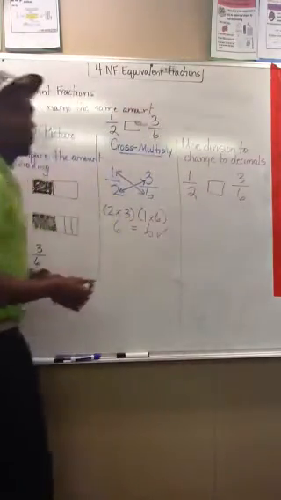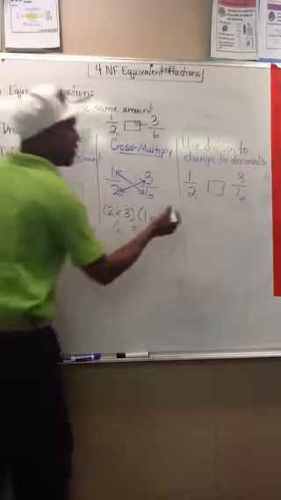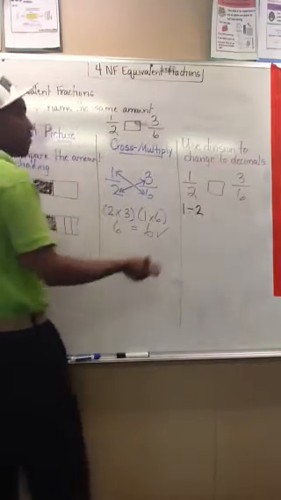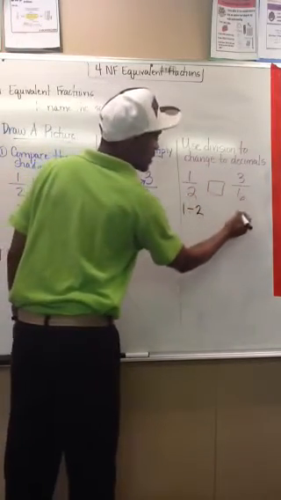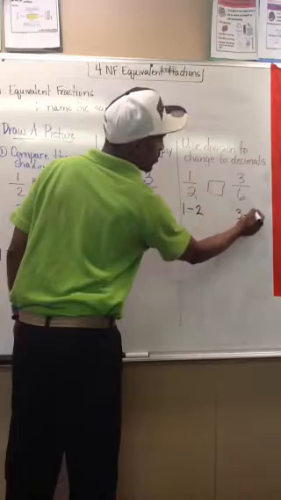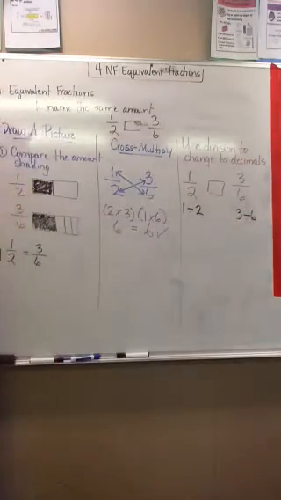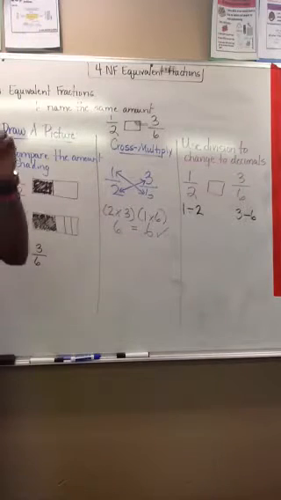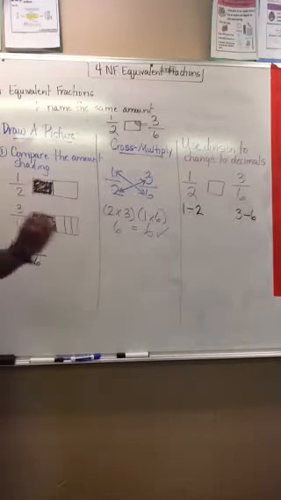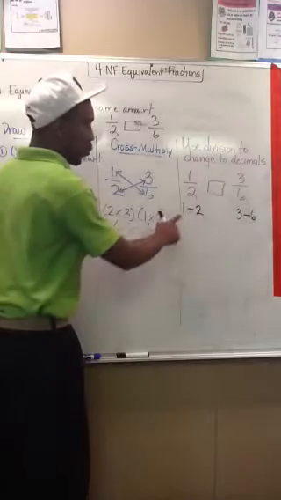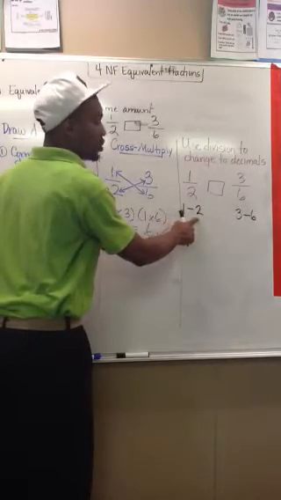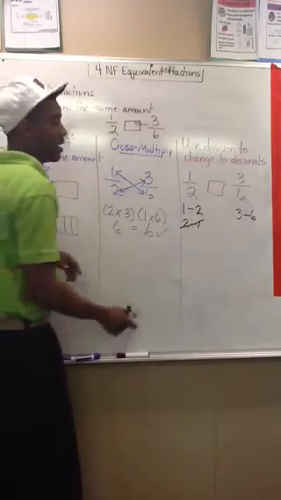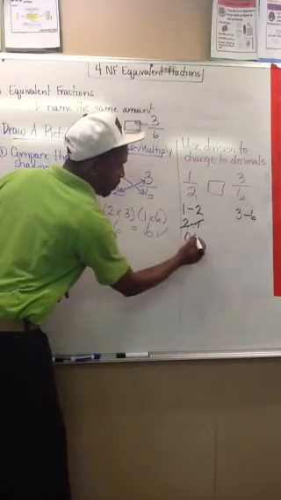My fraction here is 1/2, so my division problem is 1 divided by 2. My fraction here is 3/6, so my division problem is 3 divided by 6. Now this is one time where I will permit the use of a calculator. If I grab my handy dandy calculator and punched in 1 divided by 2, not 2 divided by 1, it would give me 0.5.